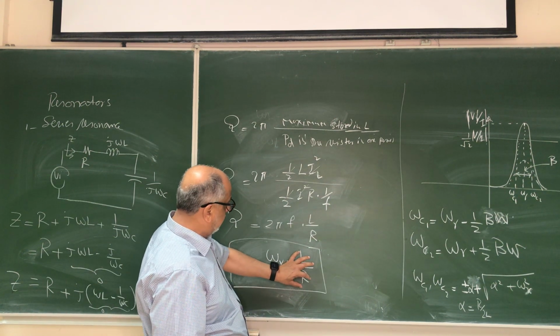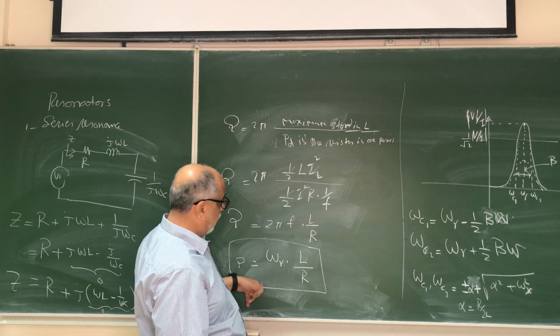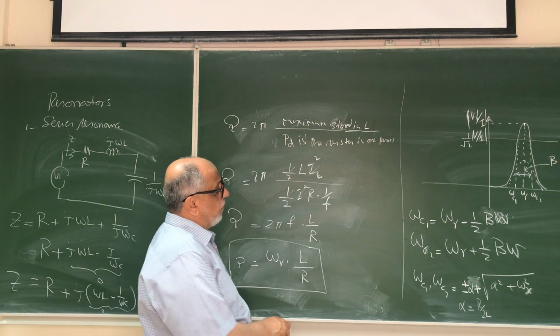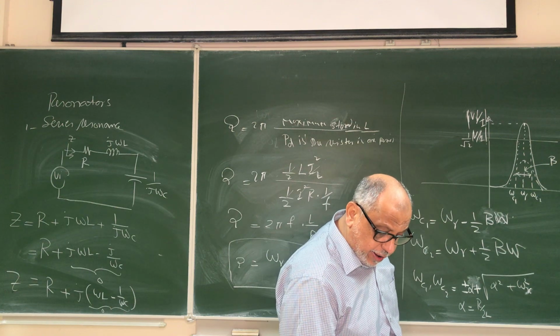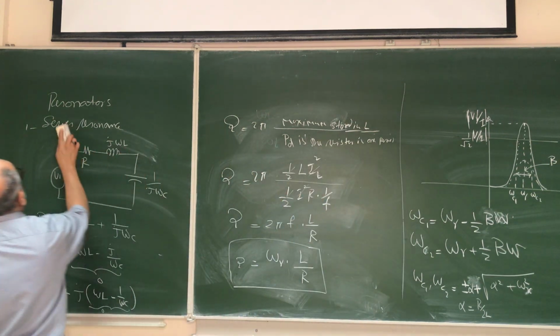Now this can also be related to the bandwidth, because we have the bandwidth relation with Q. So this is for the series resonance. Now we can have a parallel resonance, the second one.